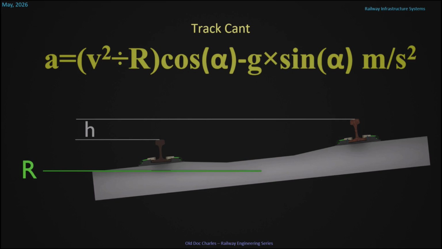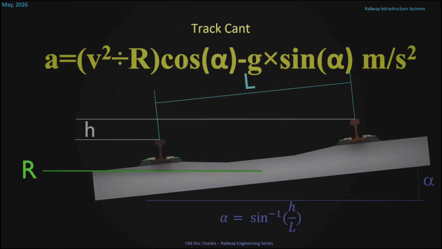Now, to work out the lateral acceleration, we need to determine the angle that the sleepers are inclined at. Trigonometry says that the angle, alpha, is sine to the minus 1 of the height over the length, where the length is the distance between the rail centers. But for standard gauge, we have a trick. For every 25 millimeters of cant, you get 1 degree of inclination. So you don't have to do all the complicated trigonometry.